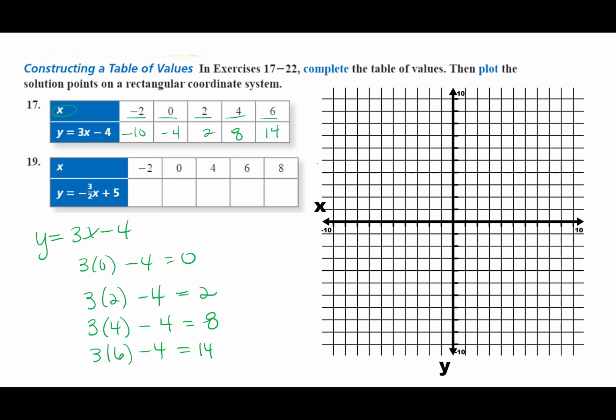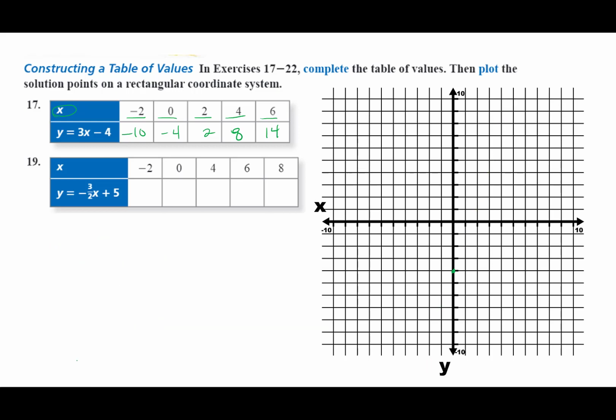So the first ordered pair is -2, -10. So it's to the left 2 spots, and then all the way down here to -10. 0, -4, +2, +2 is right here, +4, 8 is right here, and then 6, 14 kind of goes off the screen. But once you have these 4, you can just connect the dots. Okay, take a look at 19.